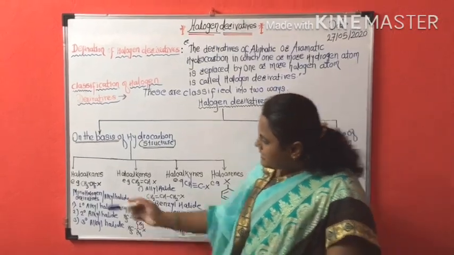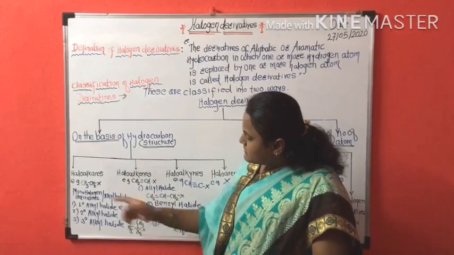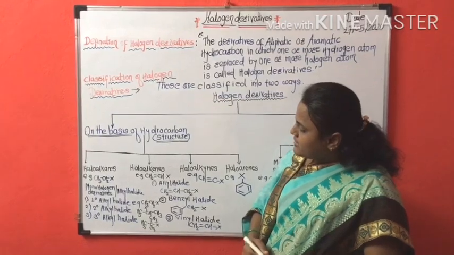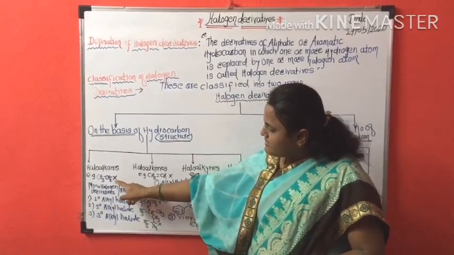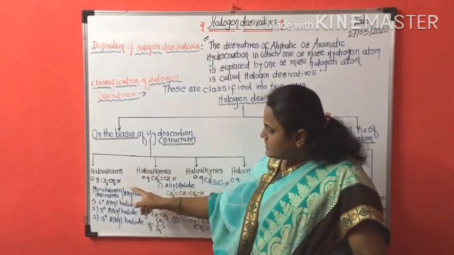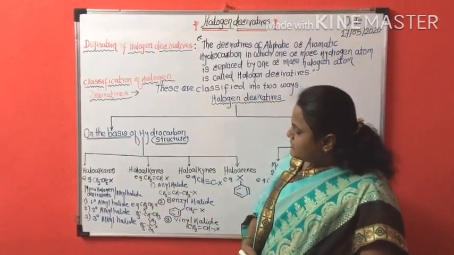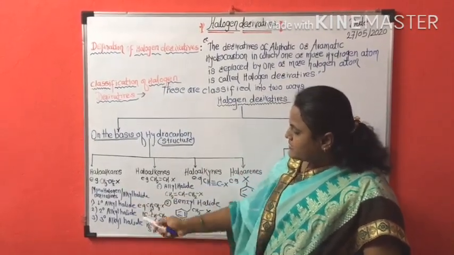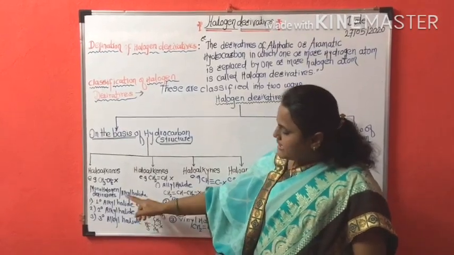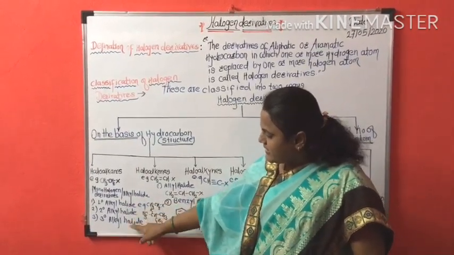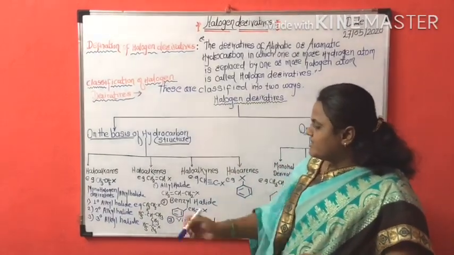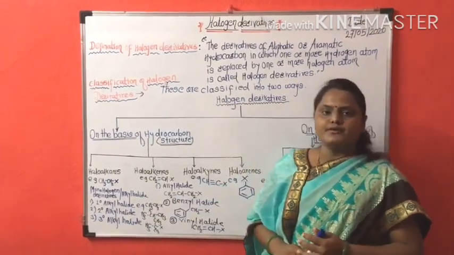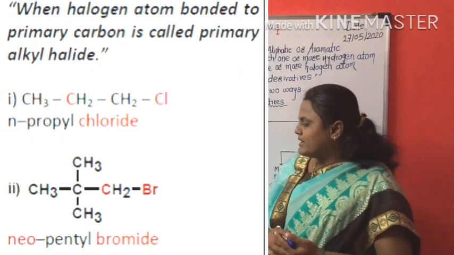Let us see first the haloalkanes. In haloalkanes, the alkane in which hydrogen atoms are replaced by one or more halogen atoms is called haloalkanes. Example is CH3CH2X. These haloalkanes are further classified into the following classes. These are also called alkyl halides or monohalogen derivatives, which are classified as primary alkyl halide, secondary alkyl halide, and tertiary alkyl halide. In primary alkyl halide, the halogen atom is attached to the primary carbon atom.